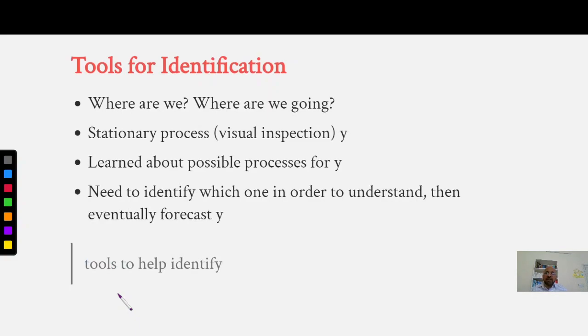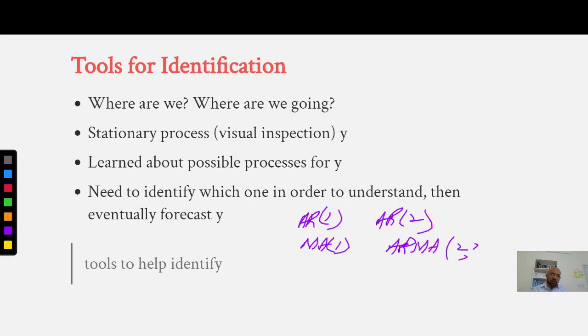What are the tools for identification? How to decide whether your process is AR1, MA1, AR2, or MA2? How do you identify this model? Though there are model selection methods, if we have to dig deeply and understand the phenomena in depth, then you have to do these things. You have to understand these things on your own.